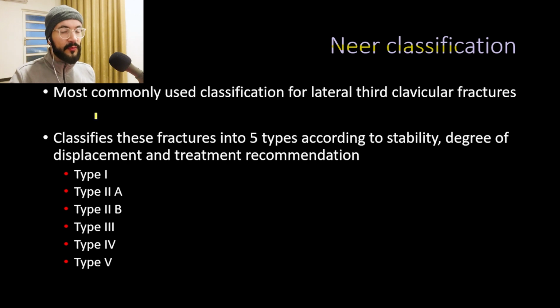This is the most commonly used classification for the lateral third clavicular fractures, and the Neer classification classifies these fractures into 5 types according to stability, degree of displacement, and treatment recommendations. So we have type 1 and we have type 2, which is subclassified into type 2A and B, and then we have type 3, type 4, and type 5.